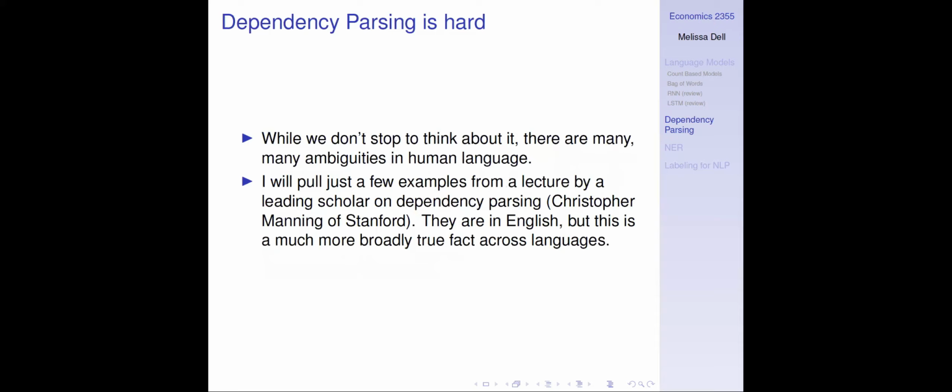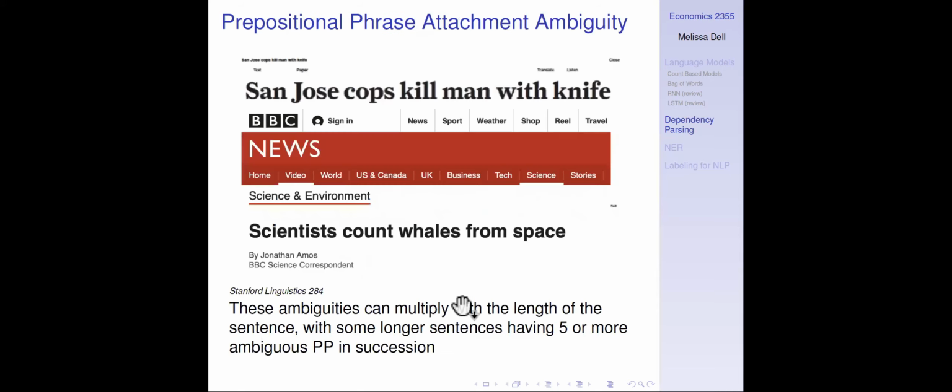Okay, so dependency parsing is hard. We don't really think about it necessarily, but there are many, many ambiguities in human language. So I'm gonna pull a few examples from a lecture that was given by a leading scholar in dependency parsing, Christopher Manning of Stanford, and they're in English, but this is much more broadly true across languages.